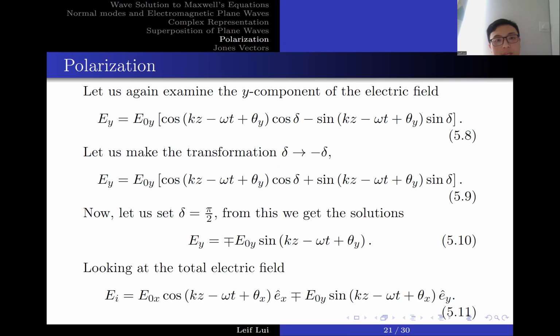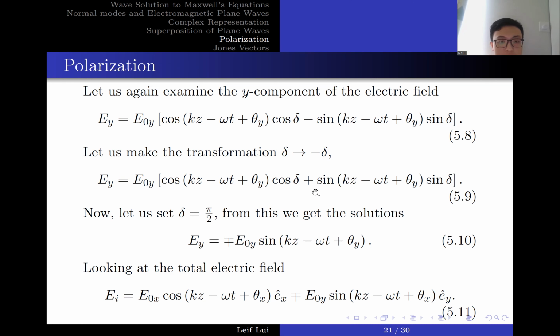So let us examine the y component of the electric field again. So we get this equation, right? So let us make an inversion transformation, from delta to minus delta. So looking at this equation, since cosine is an even function, changing it from positive delta to minus delta makes no difference. But here, sine is an odd function. So changing it from a positive delta to a negative delta makes a difference. So a difference by exactly a sign.